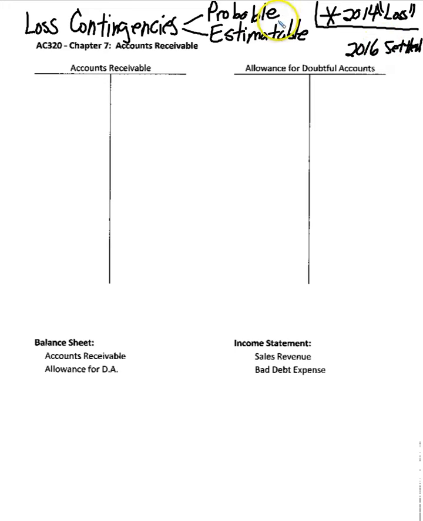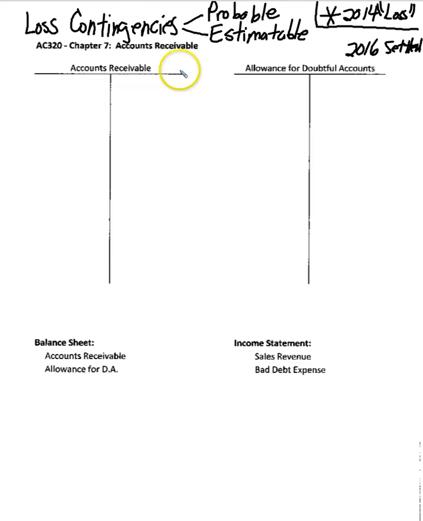Well, generally, it's probable there's going to be some of our accounts that we won't collect, and there are ways of estimating it. So it would actually be rather unusual not to accrue bad debt expense in the year of the sale. Usually bad debt expense is accrued in the year of the sale.